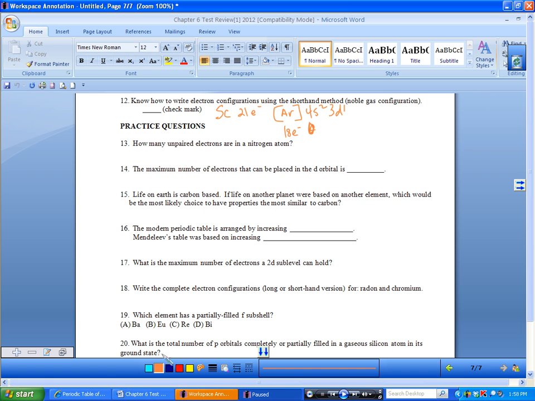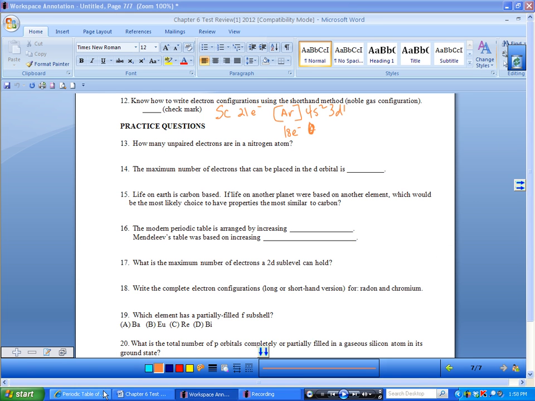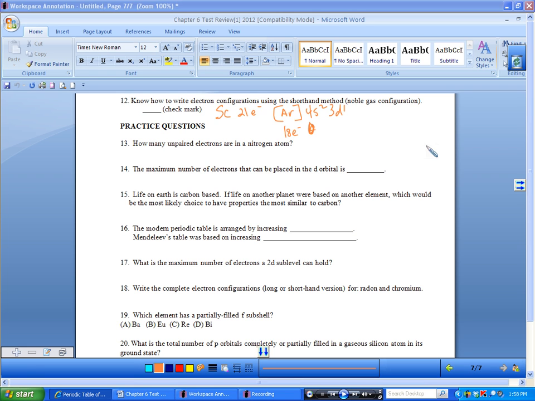Okay, so let's do another one. We did scandium. Let's do tellurium. Tellurium is number 52. So if I look at my periodic table again, for 52, krypton would be my noble gas. It has 36. So I'm going to go with krypton. Krypton has the 36 electrons.